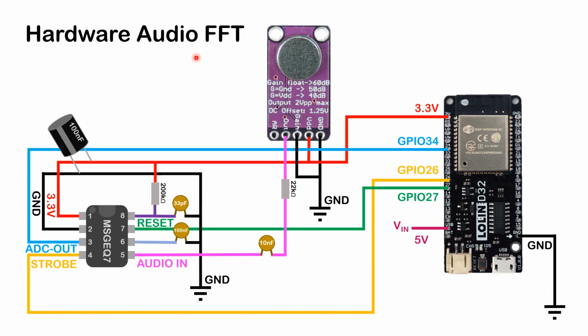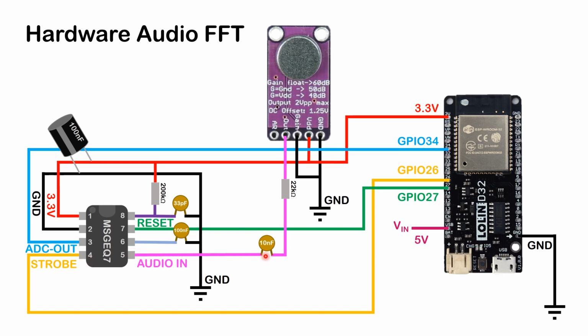In order to do a hardware Fourier transformation, we could use something like a chip. So this particular chip is MSGEQ7. So there are 8 legs. So you power this chip using the legs 1 and 2, and the output comes out of pin 3. And this is a strobe pin. We'll come to that, what it does.